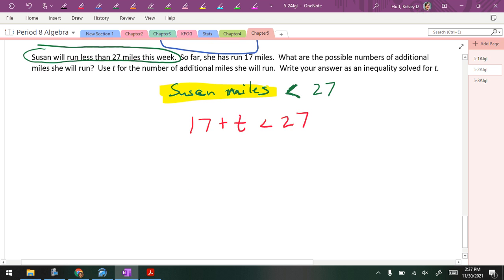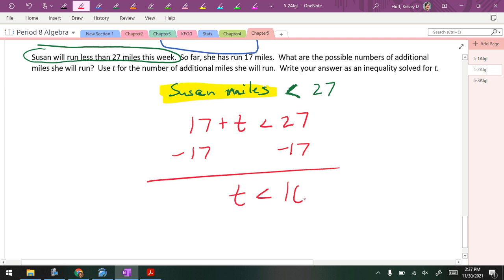Good job. Now that's true. You can make a capital T. To solve this, you should subtract 17. T is less than, oh, should I flip that? That's a negative 17. We're not multiplying. Very good. 27 minus 17 is 10. So Susan will run less than 10 miles this week.